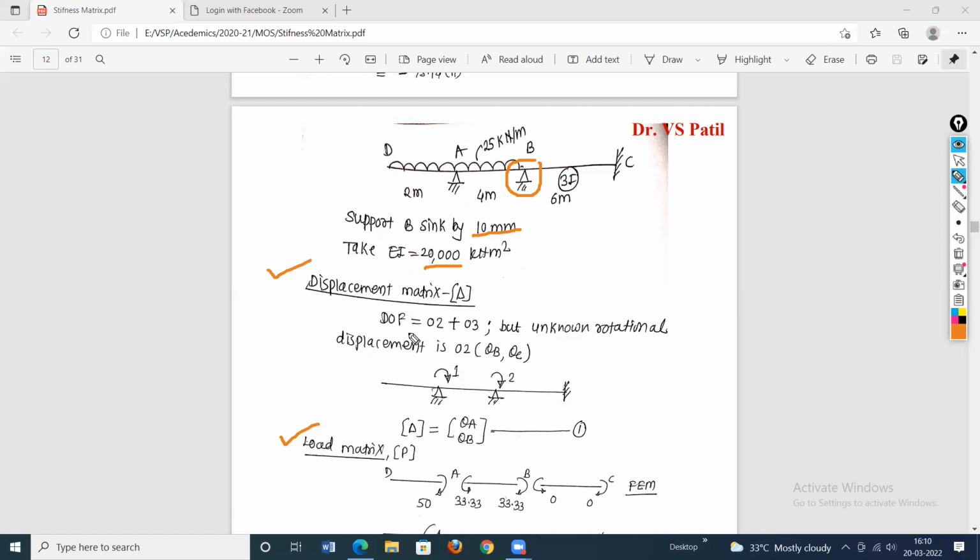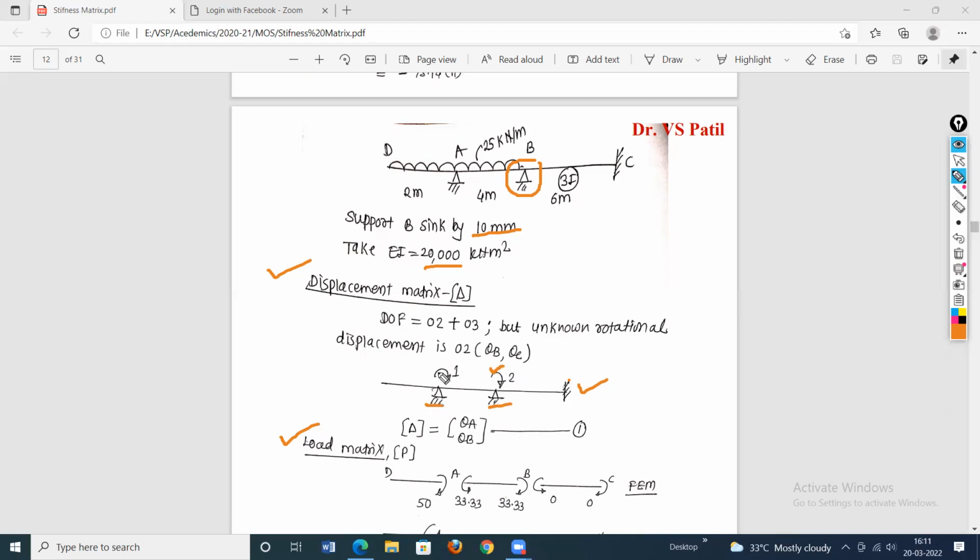Now to generate the displacement matrix, first of all determine its degrees of freedom. To calculate the degrees of freedom, consider only the structure having the supports and show the supports only. So support C is a fixed support, whose degree of freedom is equal to 0. This is a hinge support. At a hinge support only the rotation is possible, so therefore only one degree of freedom, that is a rotational degree of freedom.